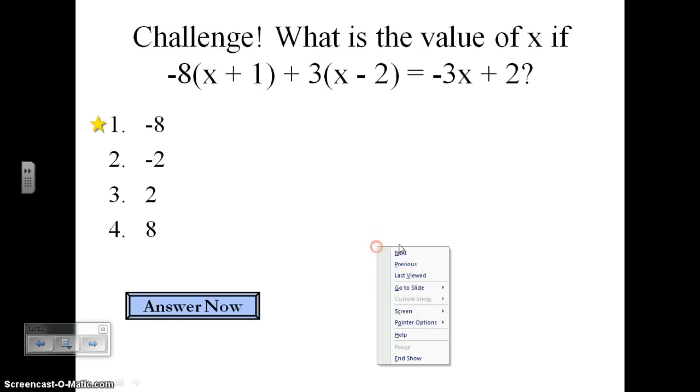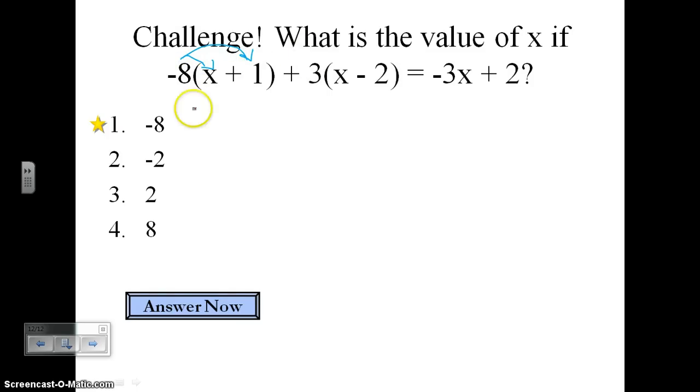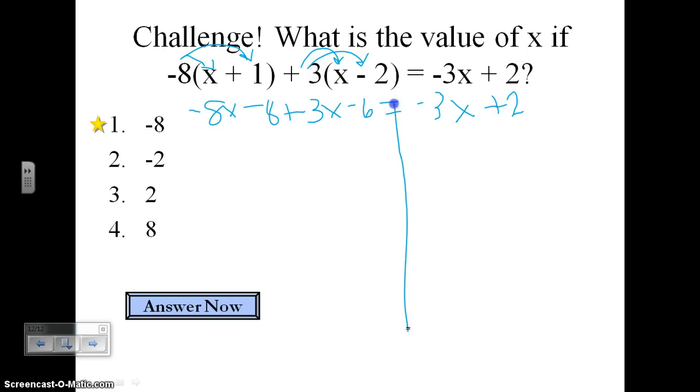Awesome job. So the first thing you should have done was distribute. And that would have gave you negative 8x minus 8. And then you should distribute a 3 over here, which would be plus 3x minus 6 equals negative 3x plus 2. Sorry about the handwriting. Okay, draw my river.